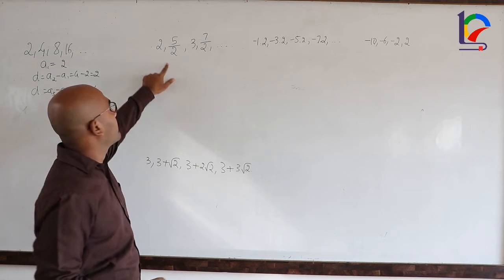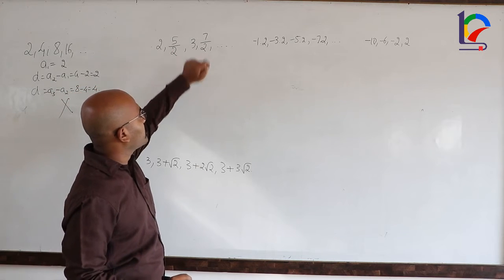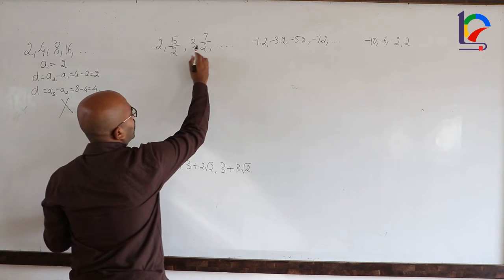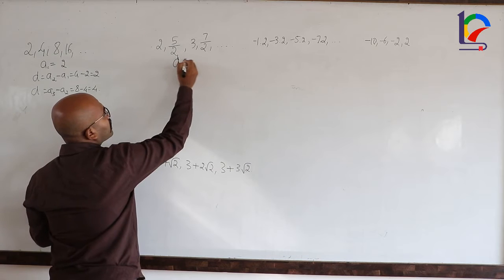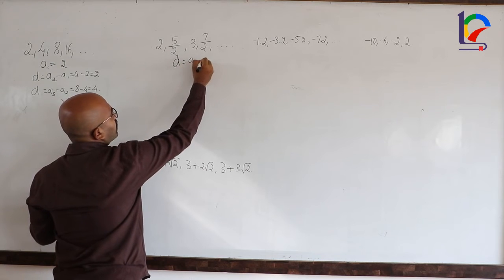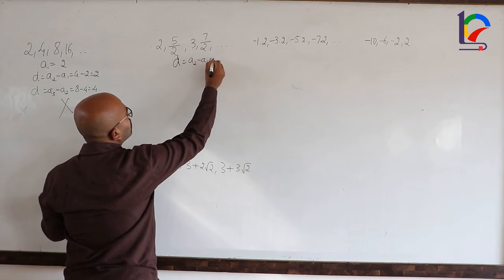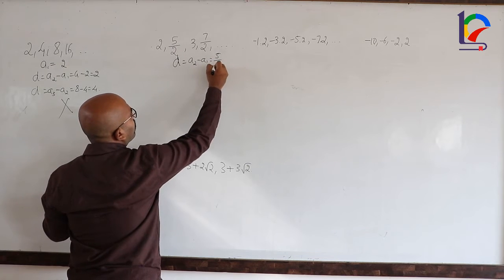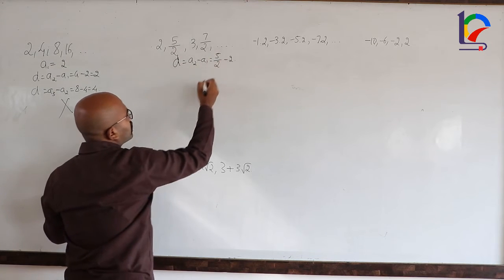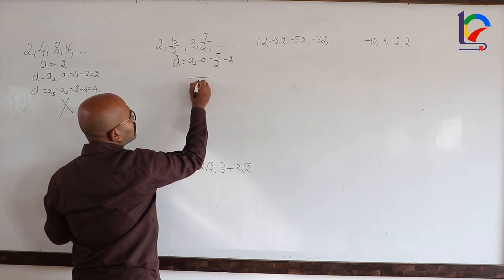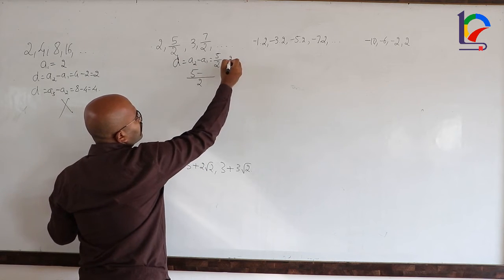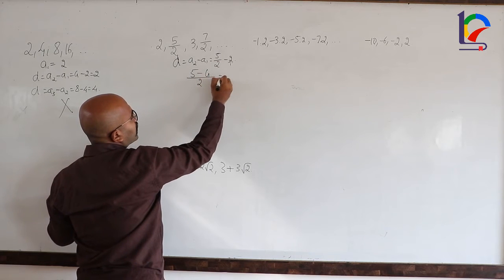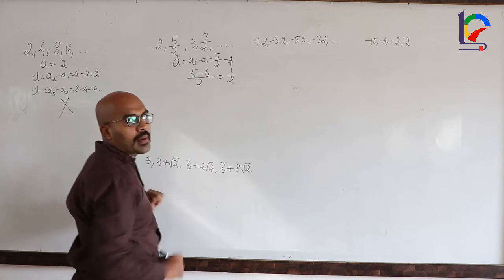Coming to the second question, 2, 5 by 2, 3 and 7 by 2. A1, A2, A3 and A4. So here the first common difference, same, A2 minus A1, it is 5 by 2 minus 2. The LCM is 2. So 5 minus 4, it is 1 by 2.